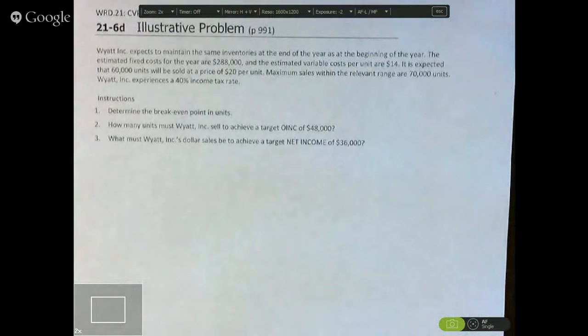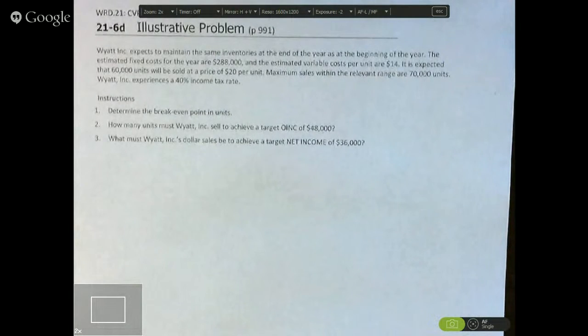So to review the problem, we have a company, Wyatt Inc., and let's say that Wyatt is a manufacturer. It expects to maintain the same inventory levels at the beginning of the year as it does at the end of the year. Now, this is a simplifying assumption that this particular chapter makes in all the exercises that it presents, and it's a simplifying assumption that I will make when I design any of your exams.